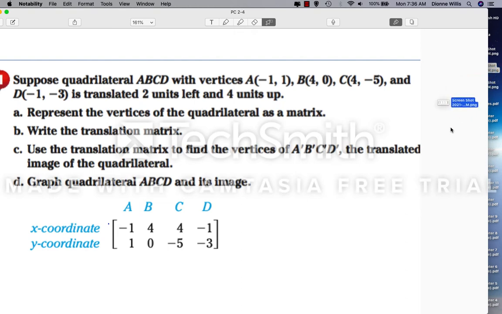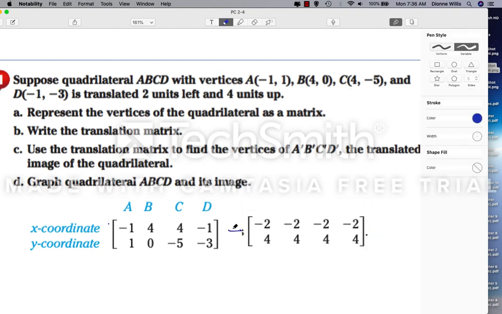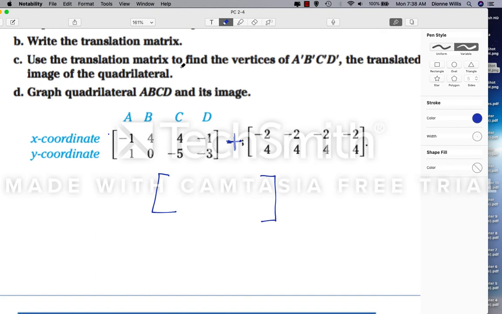So I'm going to grab this snapshot of what the matrix is. And so the matrix is really going to be the matrix that we would add to this. We're going to add this to each of these different elements in the first matrix, or what we call the representational matrix of the quadrilateral. We're going to add all of these together, and the problem is asking us to use the translation matrix to find the matrices A prime, B prime, C prime, D prime, which is the translated quadrilateral. And so basically this is going to be the result.